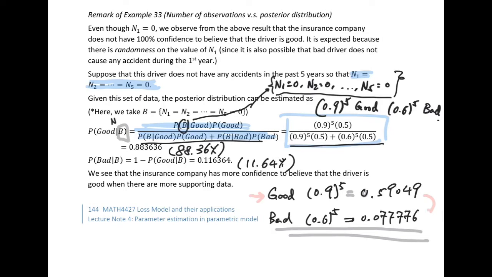Okay, because there's a huge difference in this probability. So here, this is just telling you how the number of observations affects this posterior distribution, and according to what we get here, it looks like that. So if you have more supportive information up to the good driver, then this probability will be biased high. Okay, so this is example 33.